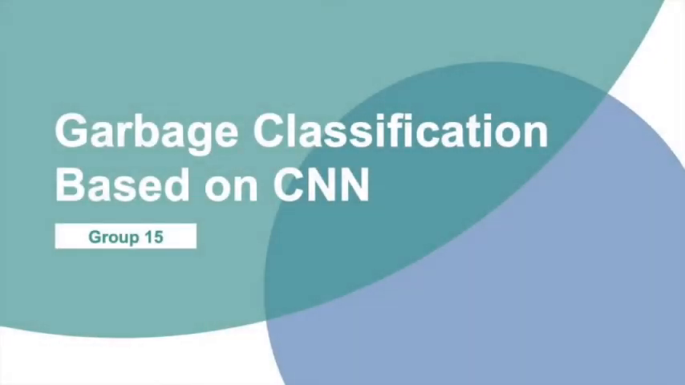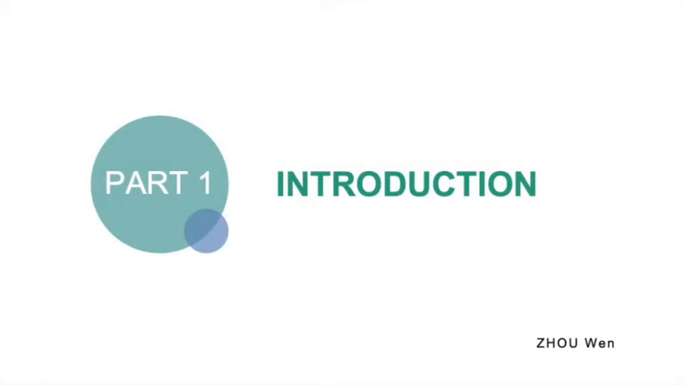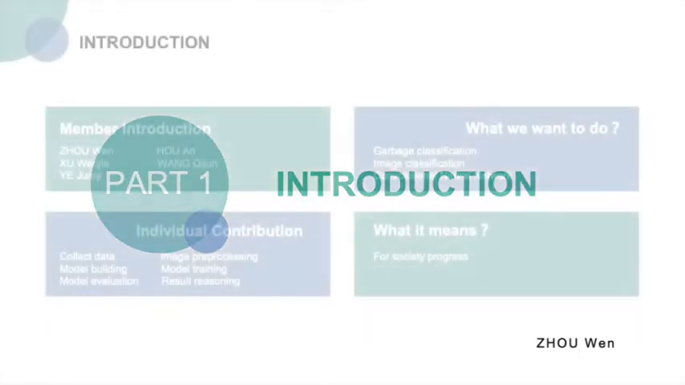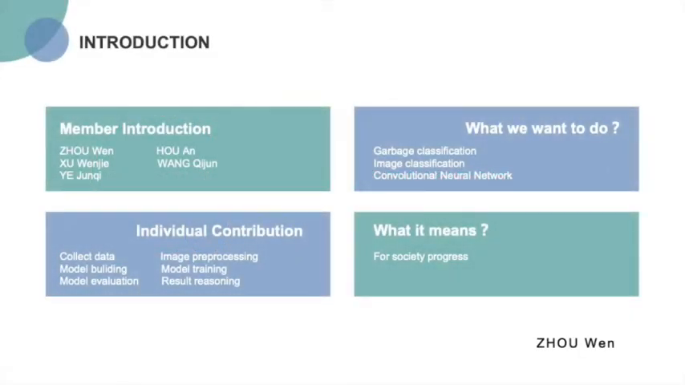Hi everyone, our group number is 15 and the main content of this project is about garbage classification based on CNN, which is also called convolutional neural network. The members of our group are Zhou Wen, Xu Wenjie, Wang Qijun, Ye Junqi, and Hou An.